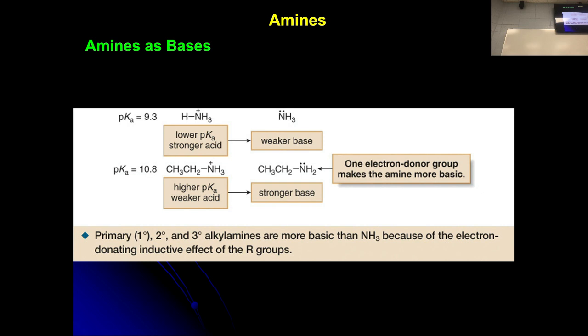Does it become more basic or less basic? More basic. Remember, the higher the pKa, the stronger the base, right? So what do you think will happen if I had diethylamine? Would it be a stronger base or a weaker base than ethylamine? Stronger. What about triethylamine? A little stronger, yeah. So the more alkyl groups you add to an amine, the more basic it makes it, okay?